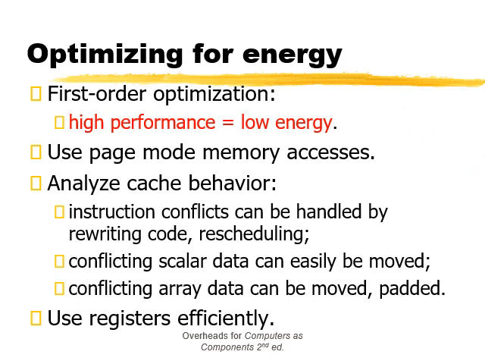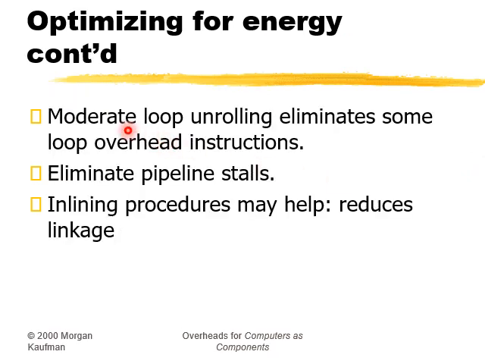In addition to these points, we can do moderate loop unrolling. I have told you what loop unrolling is. Moderate loop unrolling eliminates some loop overhead instructions, and we can eliminate pipeline stalls by looking for the instructions that create them. Inlining procedures may help too. If we are using a function and the procedure body is in the same code, it helps reduce linkage, because we are not transferring control from one file to another.